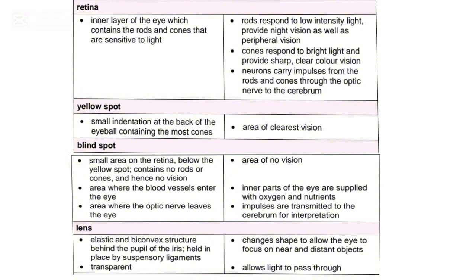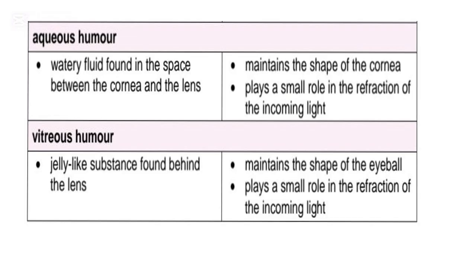Lens. The lens is an elastic and biconvex structure behind the pupil of the iris. It is held in place by suspensory ligaments and it is transparent. Function of the lens is to change shape to allow the eye to focus on near and distant objects and to also allow light to pass through.